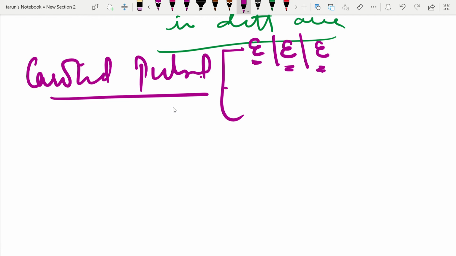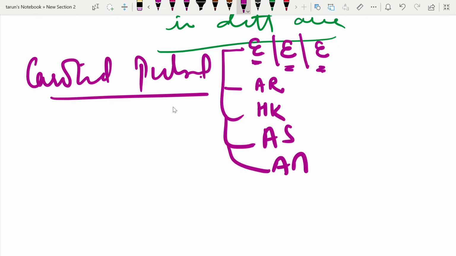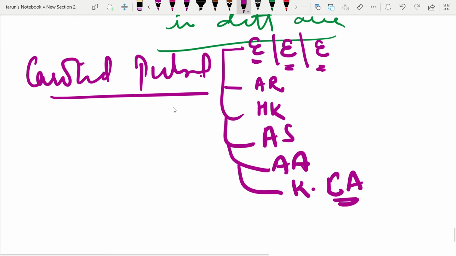Then you can get the Corrigan sign, that is seen in aortic regurgitation. Then hyperkinetic states. Then atherosclerosis, then aortic aneurysm. Then lastly kinked carotid artery, right sided. So these are the causes of carotid pulsations.